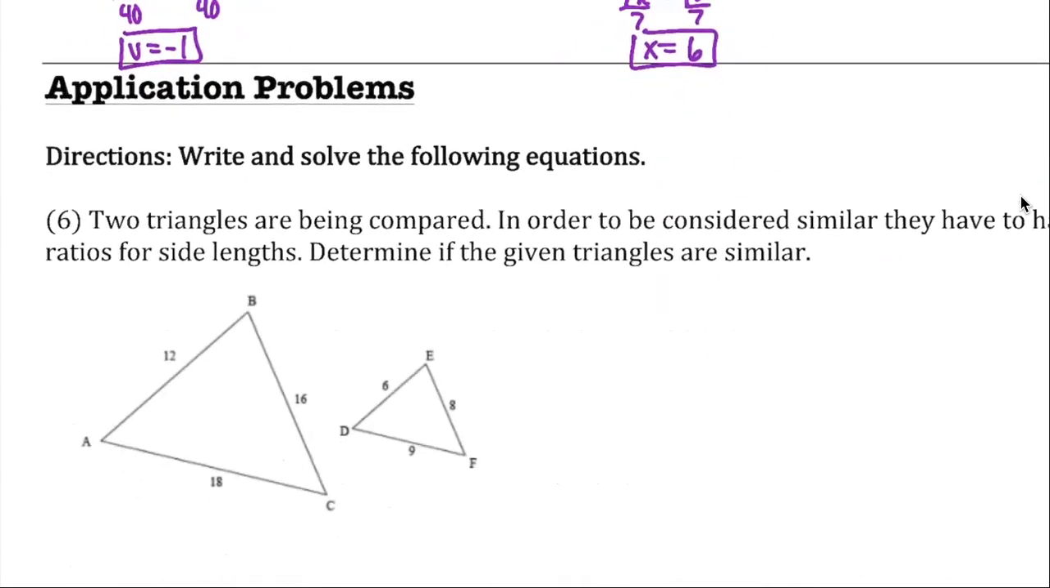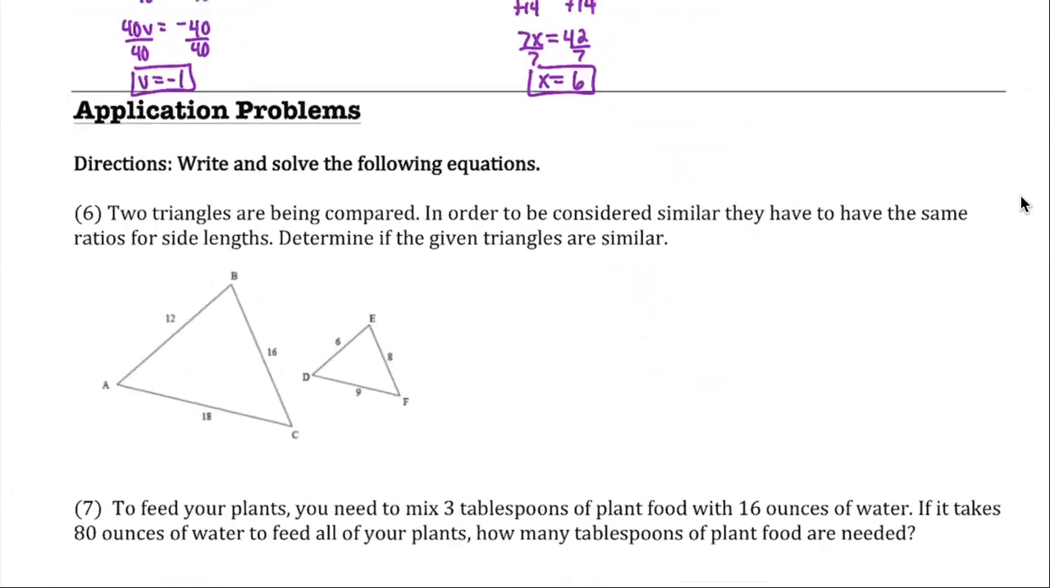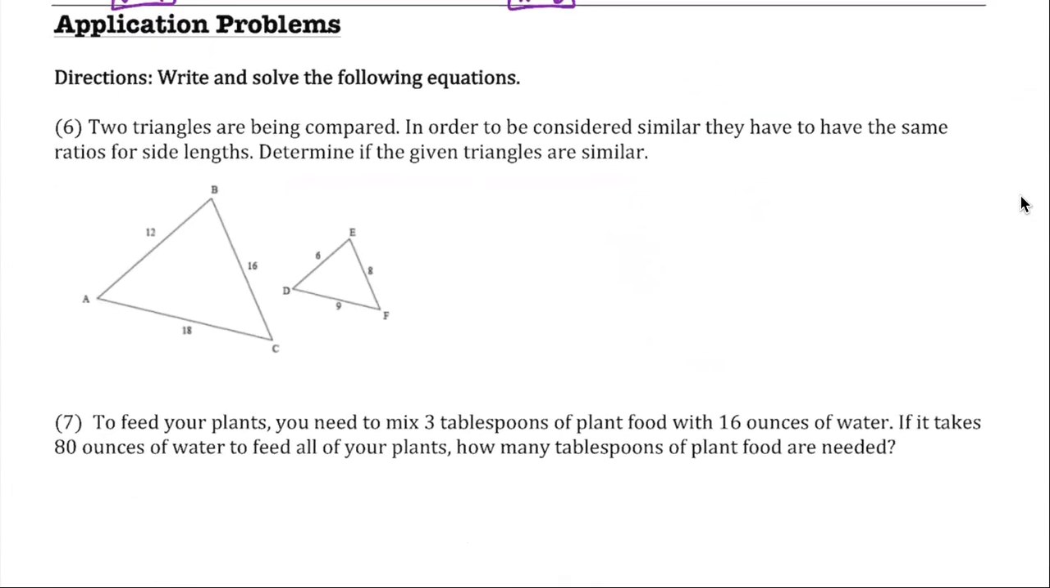But we are going to move on down below, and we're going to start with just a few word problems, because ratios and proportions actually are really helpful in a lot of different real life scenarios. So for example 6, all of these, it says write and solve the following equations. So number 6 says 2 triangles are being compared. In order to be considered similar, they have to have the same ratios for side lengths. Determine if the triangles are similar.